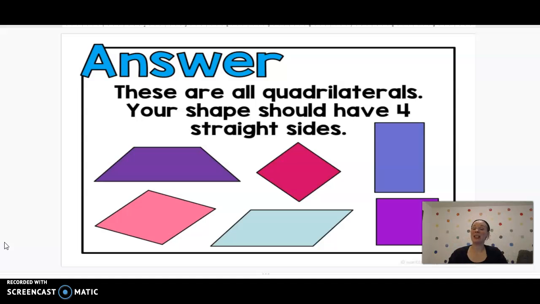Do you see the one shape that has a pair of parallel lines and a pair of intersecting lines? It is the trapezoid. The trapezoid is kind of like a dark purple color, and it's right under the A, N, S, W in the word answer. And the intersecting lines go like this, and the parallel lines go like this.